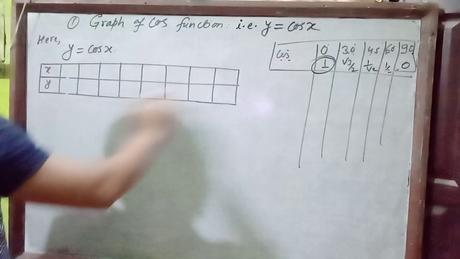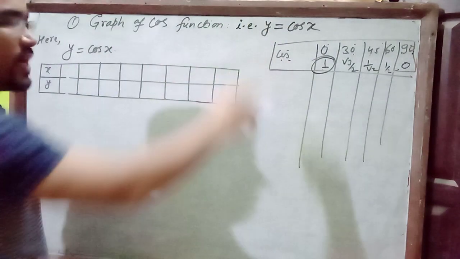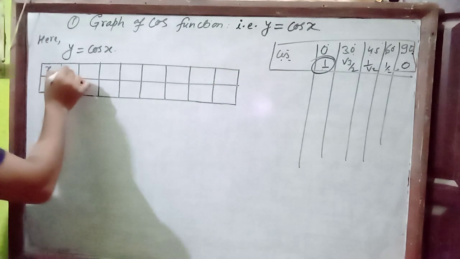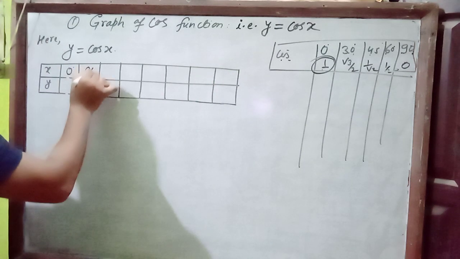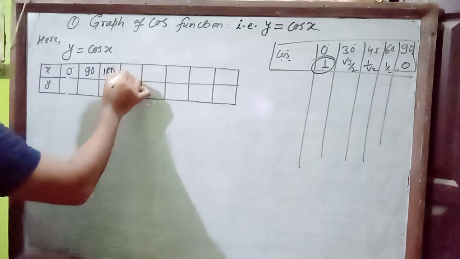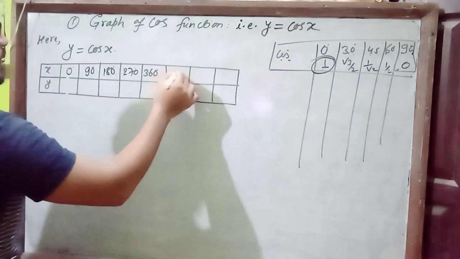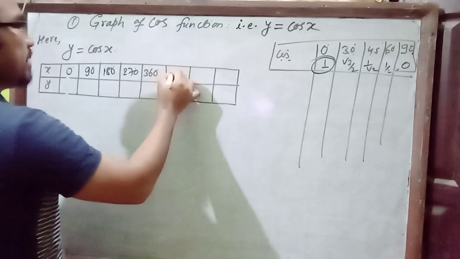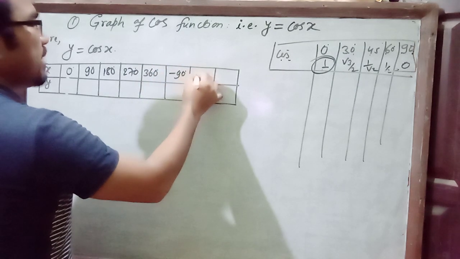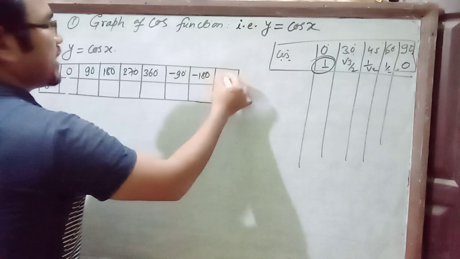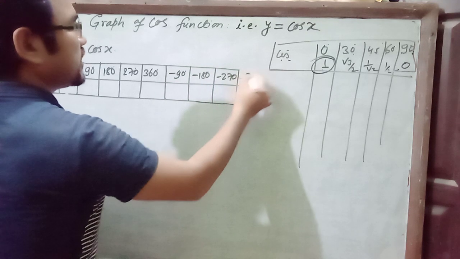That's fine. So here also we can find the multiples of 90 degrees. Here 0 degree, 90, 180, 270, 360. Here it is not more than 360. Here -90 we can put again, -180 degree, -270, -360.